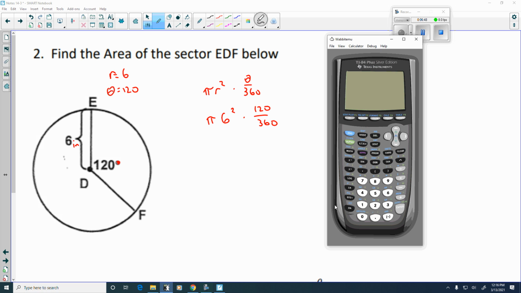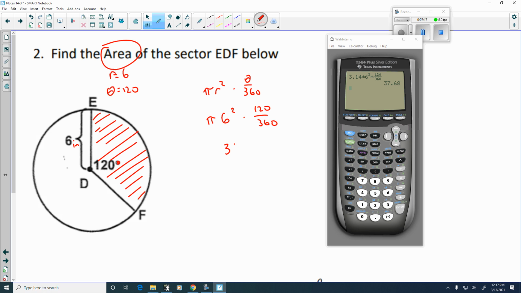So on my calculator, I'll go 3.14 times 6 squared times, again, we'll do the fraction, where it's 120 over 360, 37.68. And this is area. It's the area of this piece of pizza or this sector. So when I get 37.68, it's area, so it's square units.